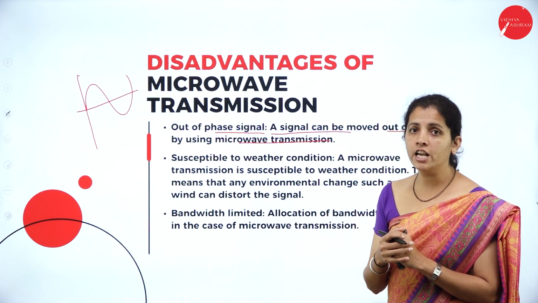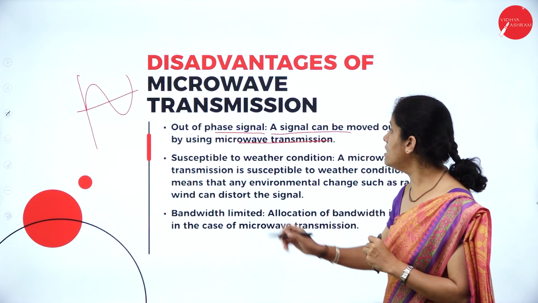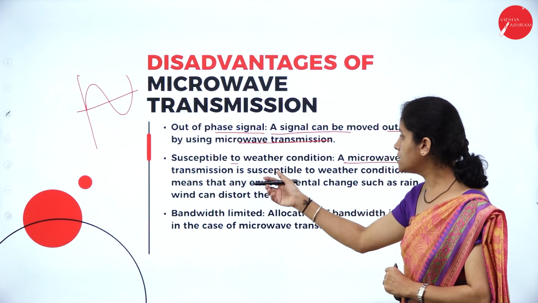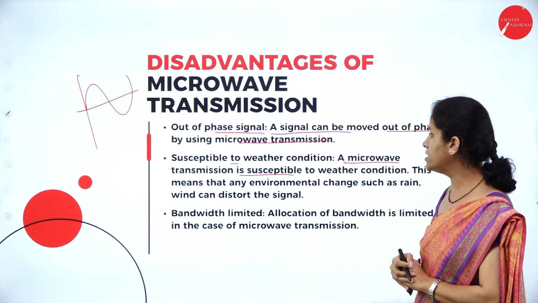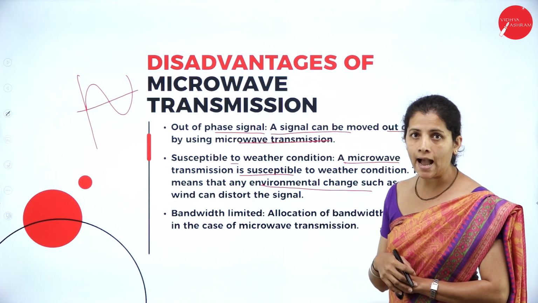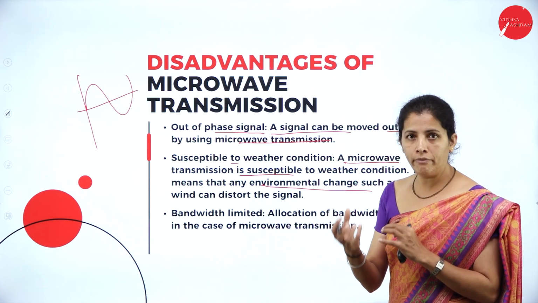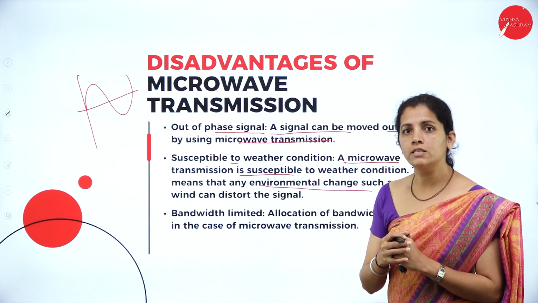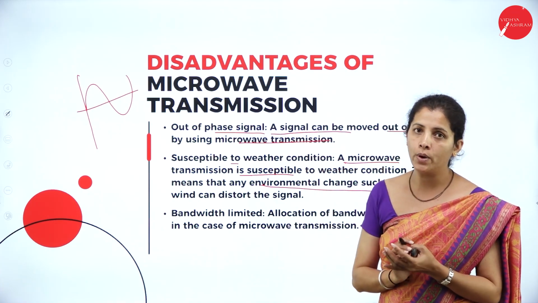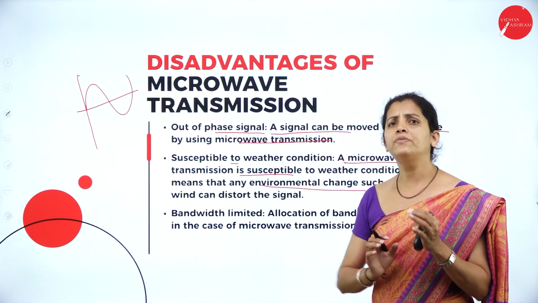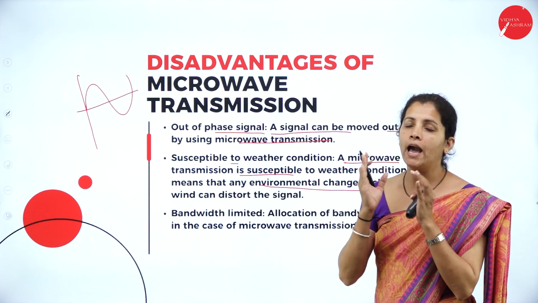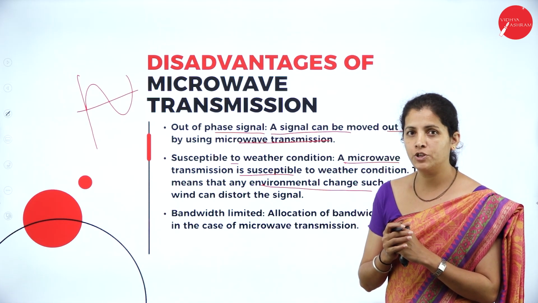Another disadvantage here is it is susceptible to weather condition. Microwave transmission is susceptible to weather condition. This means that any environmental changes such as rain or wind can destroy the signal. Dear student, to transfer the microwave, I am going to use free space. If there are any environmental changes, that directly affects the microwave transmission.